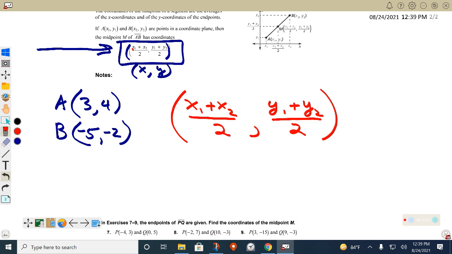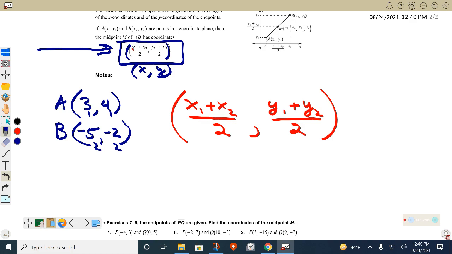Watch this now. What I'm going to do is look at the coordinates for A. I'm going to put sub 1s underneath those. And the coordinates for B, I'm going to put sub 2s right there. So put sub 1s on the A coordinates and then sub 2s on the B coordinates. I could have done it vice versa. I could have made the A the sub 2s and the B the sub 1s.